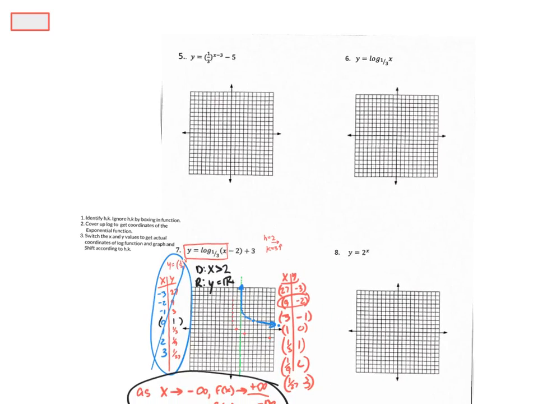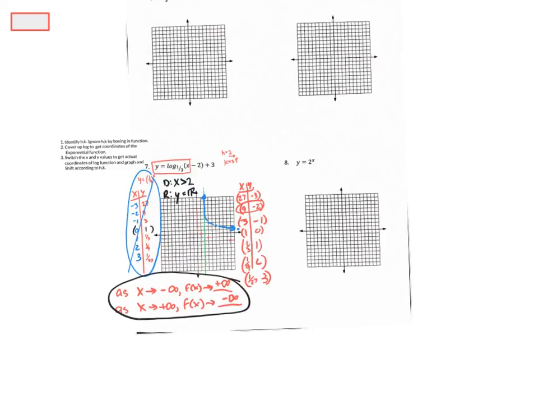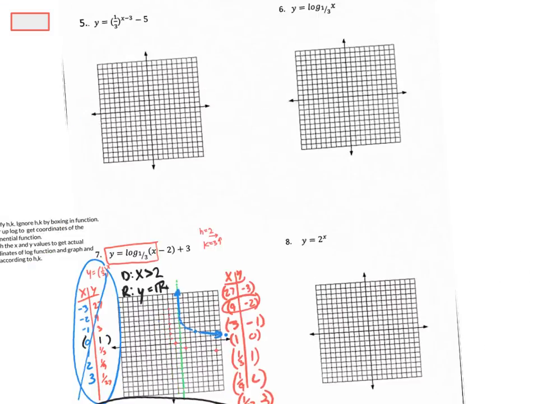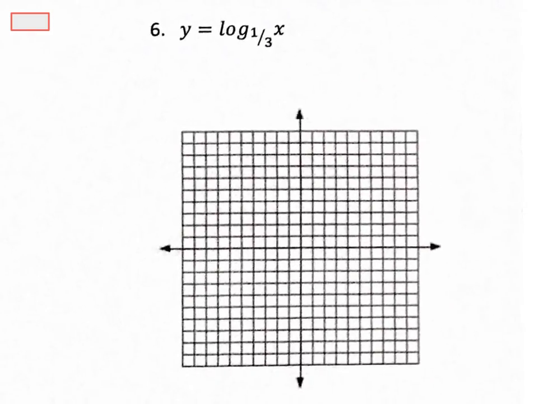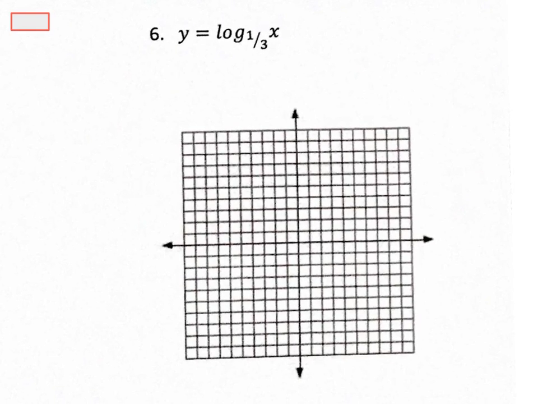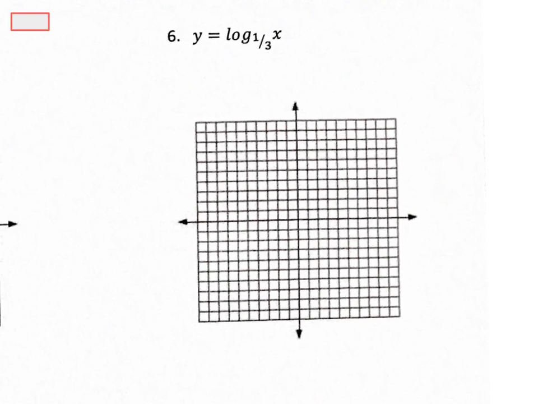And of course, not all of them are logarithmic functions. Some of them are review exponential growth, review exponential decay. Should we do another one? Should we do number 6? Doesn't have an h and k. It's pretty easy. Or do you guys want to take over?